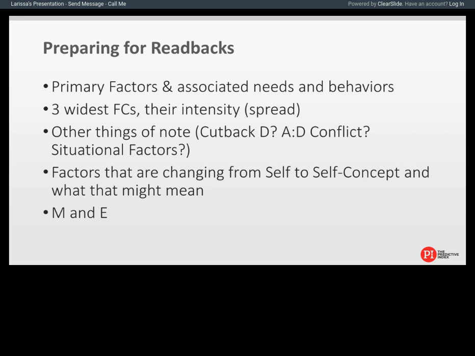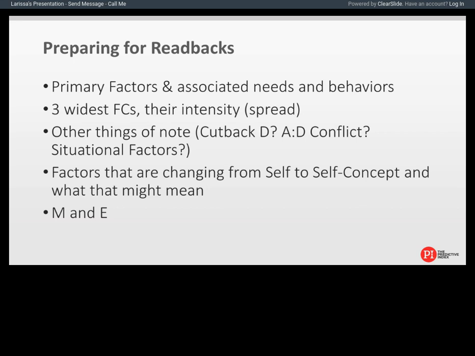Then the third thing we look at is anything else to note. If any of you remember from training, the cut-back D, right? That D is coming back in towards the midline, for someone who tends to be less of a rule follower, it's like, oh, right, there are some rules I need to follow. The AD conflict, just as a quick reminder, is when the A and the D are stacked right on top of each other, and that's one foot on the gas, one foot on the brake when it comes to risk and decision making. That's something you would definitely want to note. Also note if there are any situational factors, so factors right close to the midline.